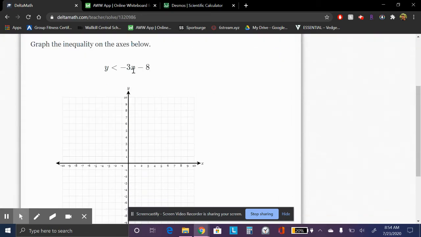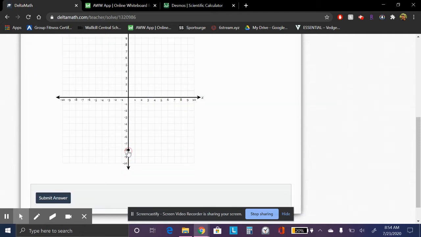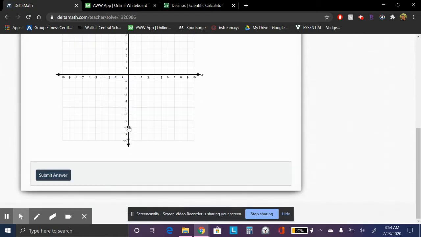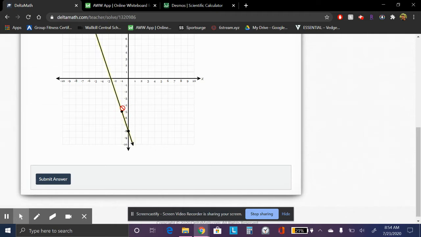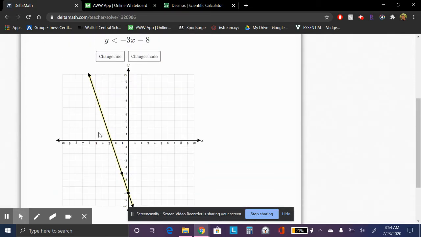This one, you start at -8 and you go down 3 to the right 1. Now, I can't go down 3 to the right 1 here or else it won't go off the grid. So I have to go the opposite direction, up 3 to the left 1. Whenever you can't go in one direction, you just go the other way, the opposite direction. And it's still going down from left to right.